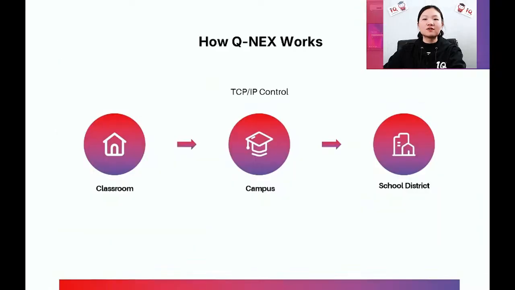Now that we've covered the core functions, let's move into the most important section of today's webinar. How does Q-NEX work? To help you fully understand its logic, I will guide you through 3 levels: 1 classroom, 1 campus, and 1 school district. As we move from small to large scale, you will notice something important. The system logic never changes, only the scale does. Let's start with the smallest unit, a single classroom.